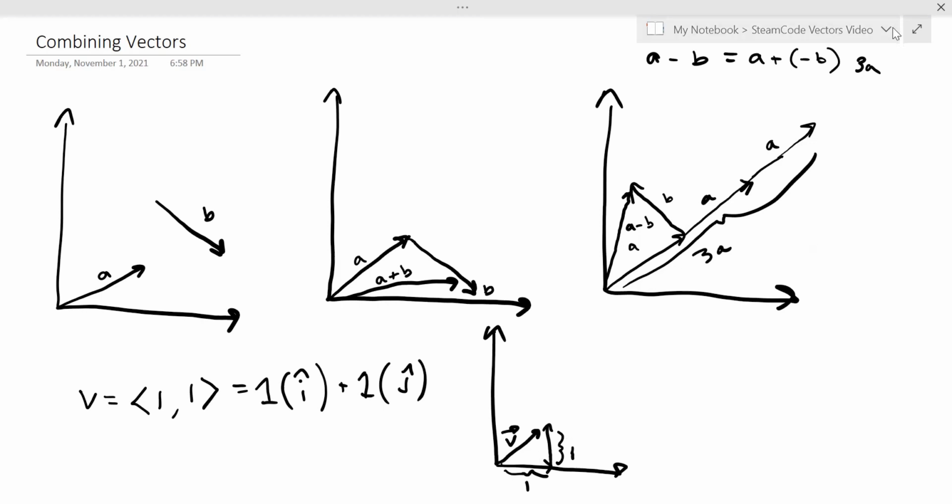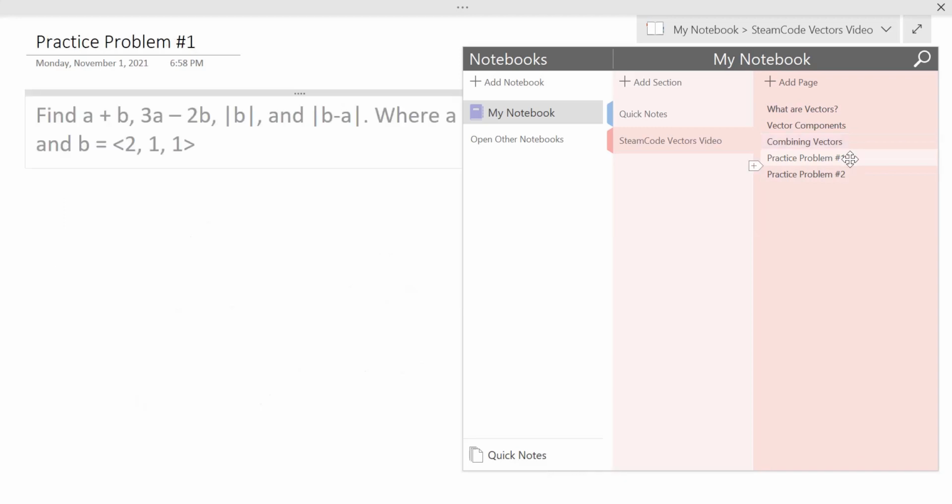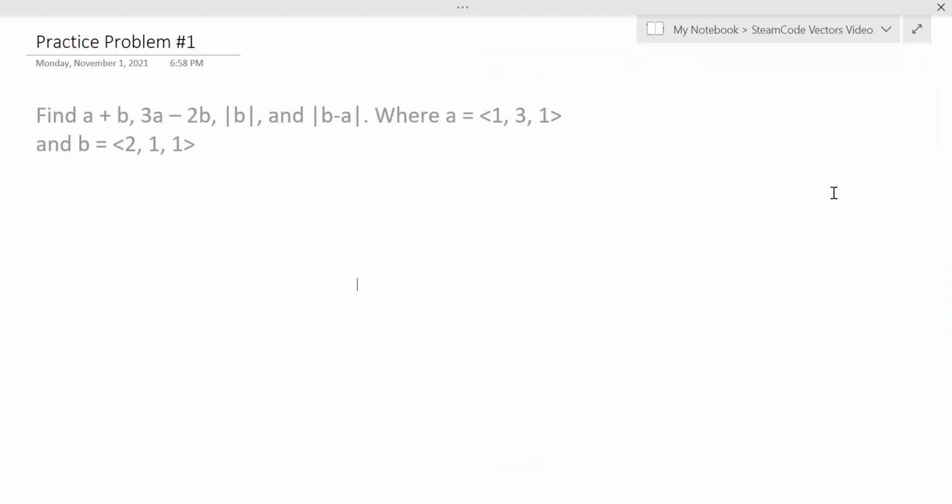So now let's move on to some practice problems, now that you have the basic understanding of how vectors work. So let's read the first problem. Find a plus b, 3a minus 2b, the magnitude of b, and the magnitude of b minus a. We haven't introduced this concept of magnitude yet, so let me go over it. Magnitude is length.